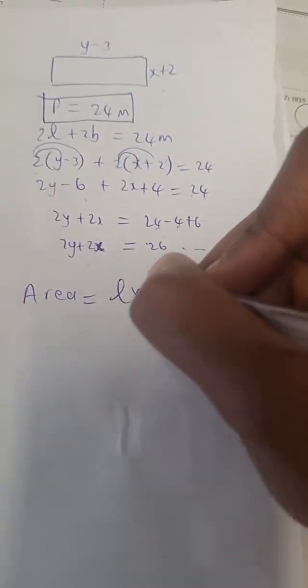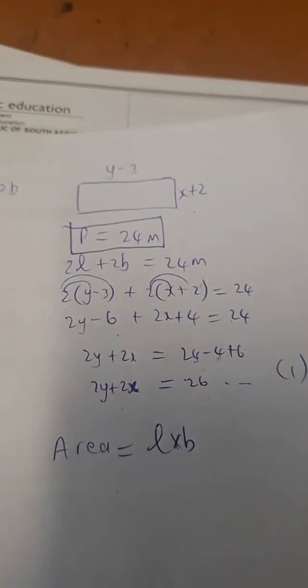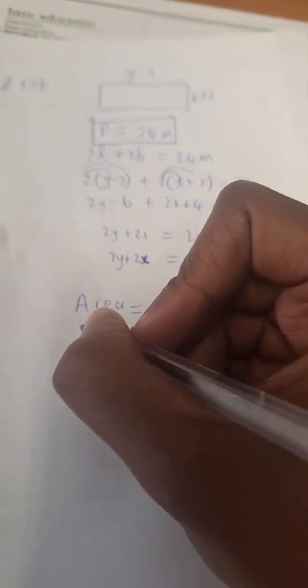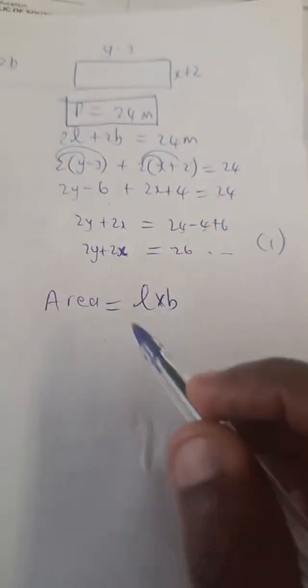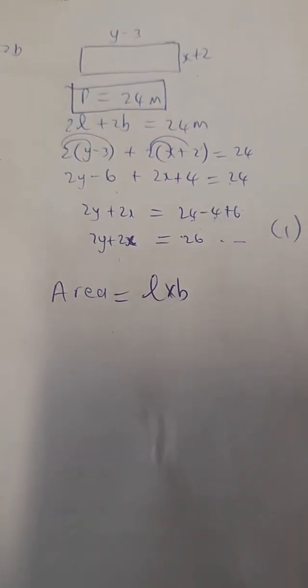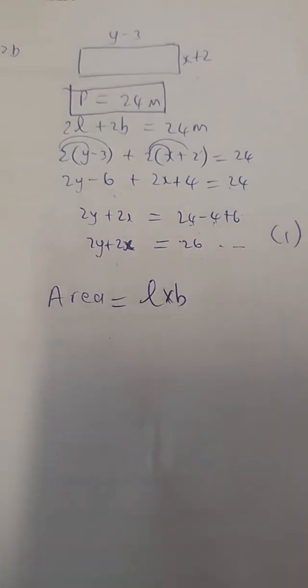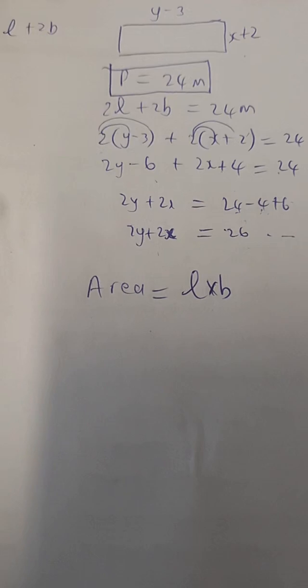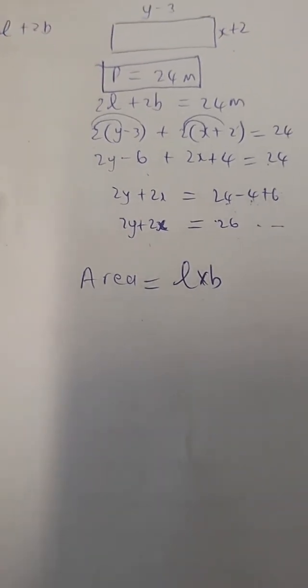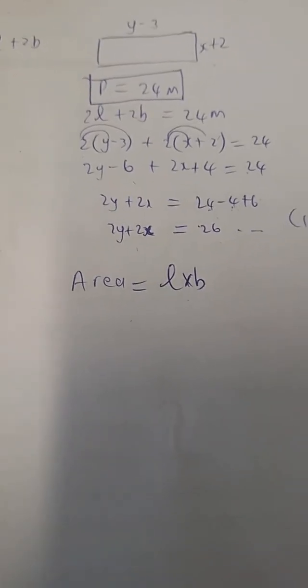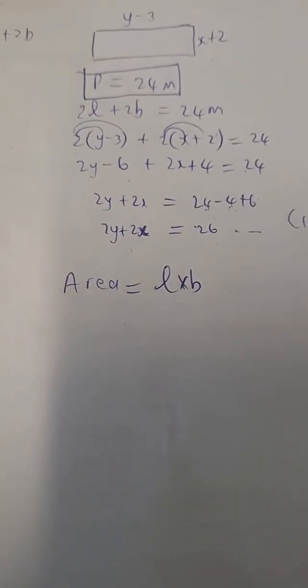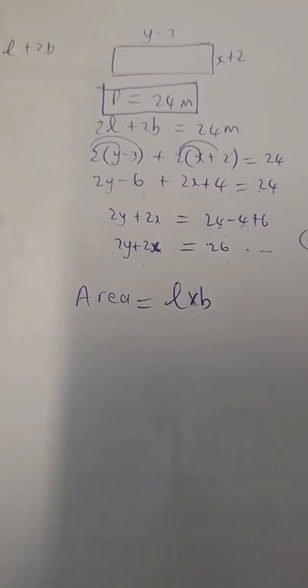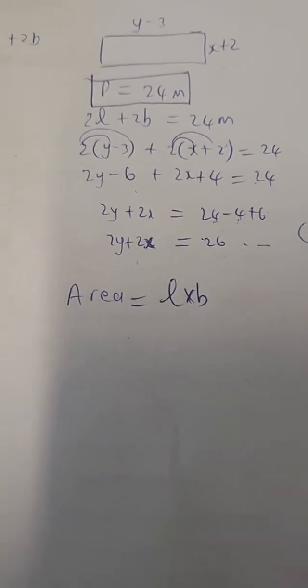Now for area, using the area formula for a rectangle, I can set up a second equation. What is area? Area is length times breadth. Area is the inside of a rectangle and it's measured in square meters. So in actual fact, area is the inside of any two-dimensional shape and it's measured in square meters.